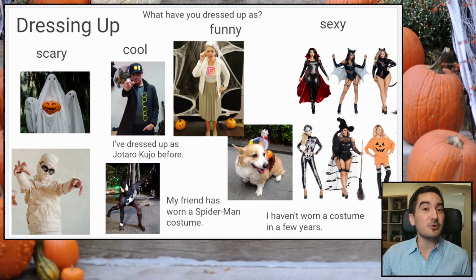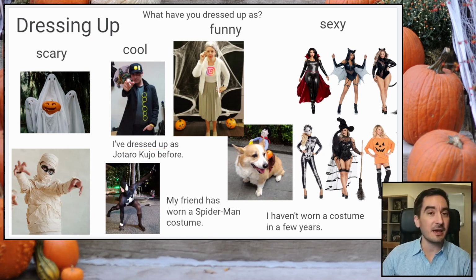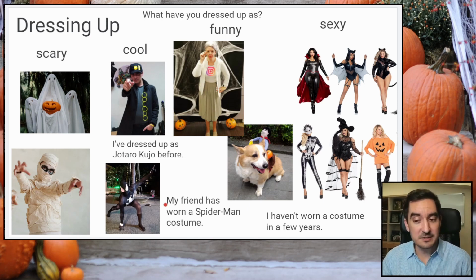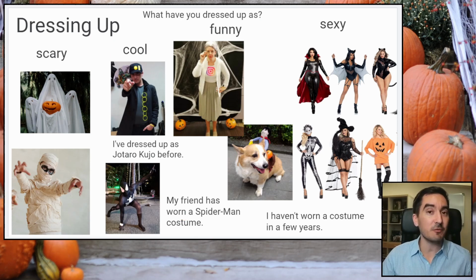So we're using present perfect for experience. I've dressed up. So I have dressed up. And the dressed up is the past participle. And then my friend is the subject, has is the verb, and then worn is the past participle of wear. I wear clothes. I have worn a costume before. Okay?